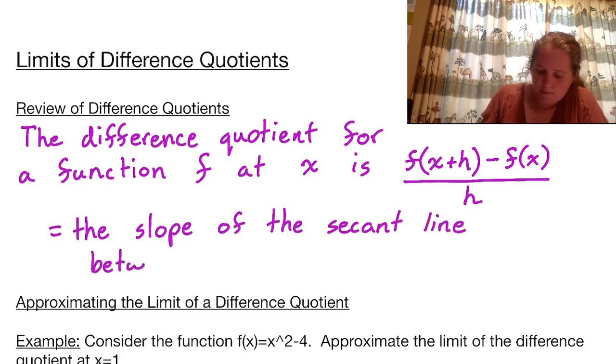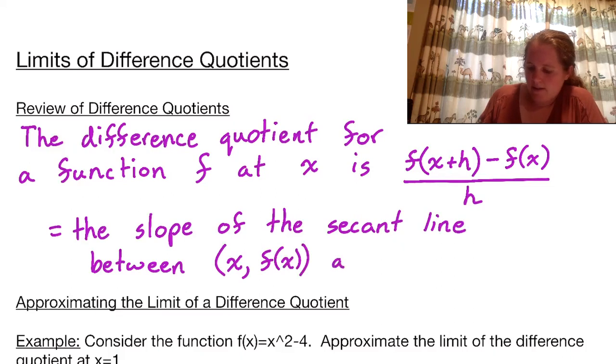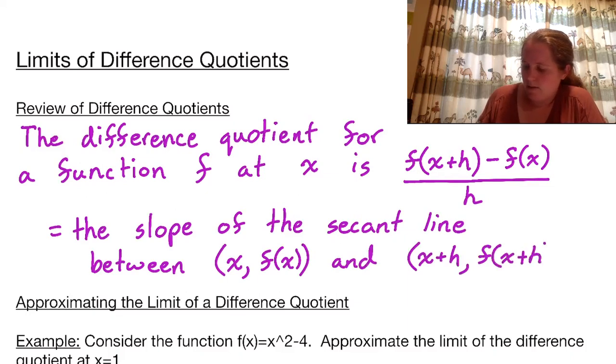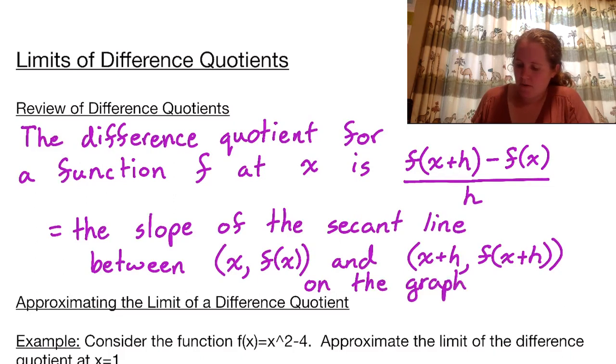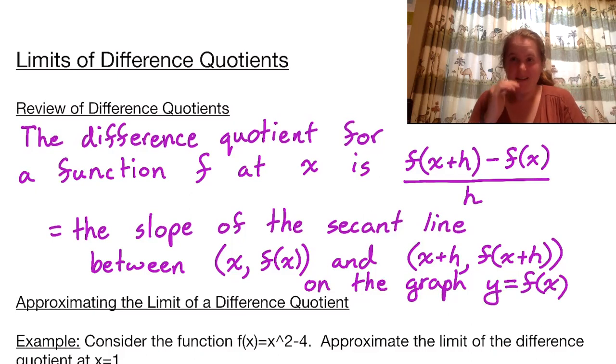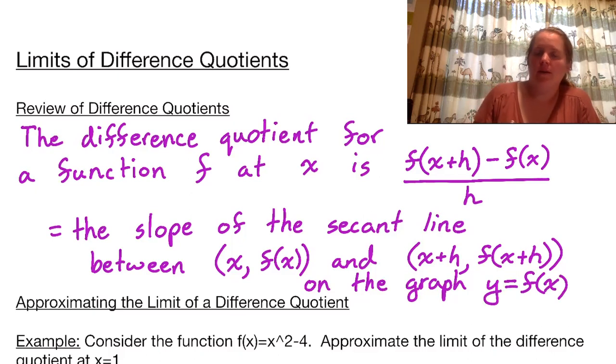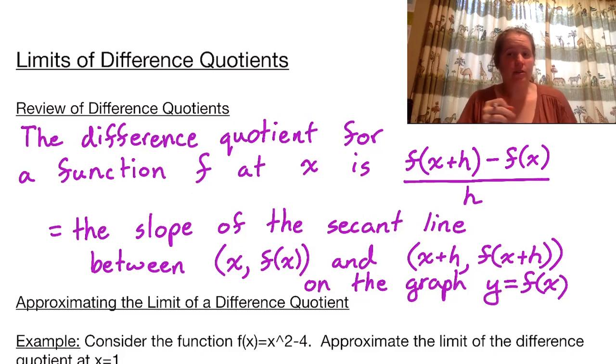between the points x, f of x, and x plus h, f of x plus h, on the graph of f. So on the graph, y equals f of x. So here h can vary. We can have 2 points very close together if h is small, or 2 points far away if h is large.